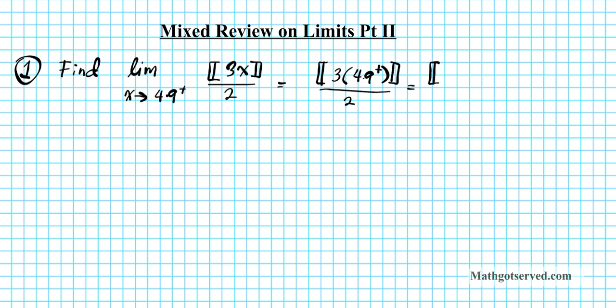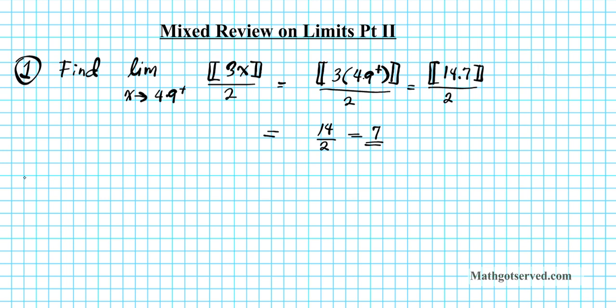So we're going to have the floor of 14.7 divided by 2. What's the floor of 14.7? What the greatest integer function does is it rounds a non-integer to the greatest integer that's less than that non-integer. It rounds integers to itself. So the greatest integer that's less than this non-integer is 14. So it basically rounds it down to 14 over 2, and 14 divided by 2 is 7.